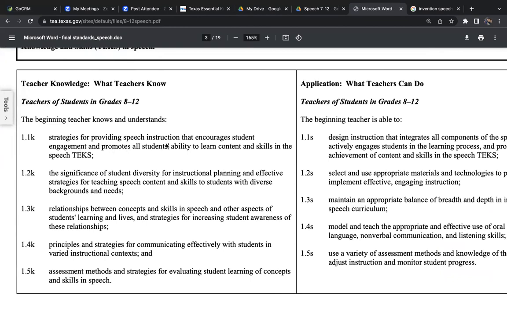So strategies for providing speech instruction that encourage student engagement. Getting students engaged is sometimes hard when they're confused and they don't know what's going on. They're going to shut down. And that's one reason they might not be engaged.